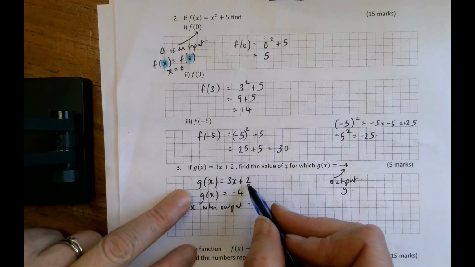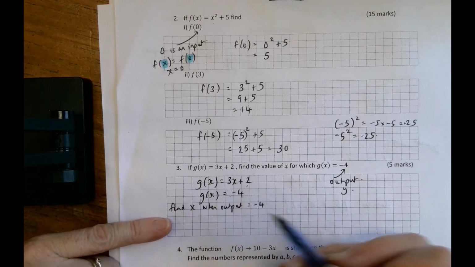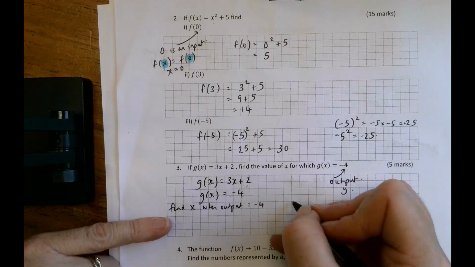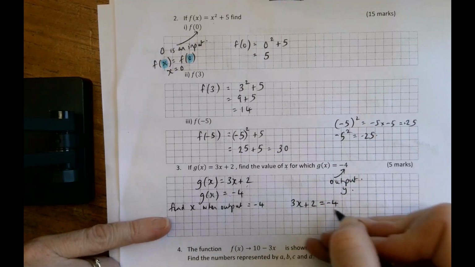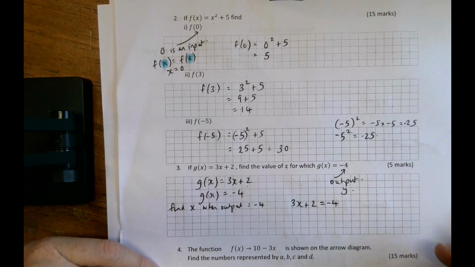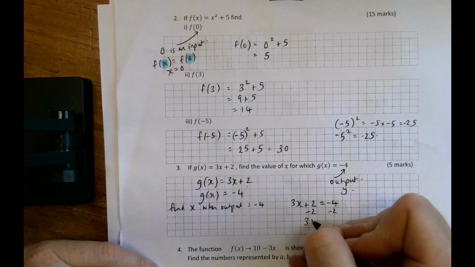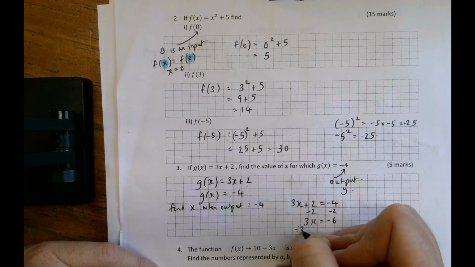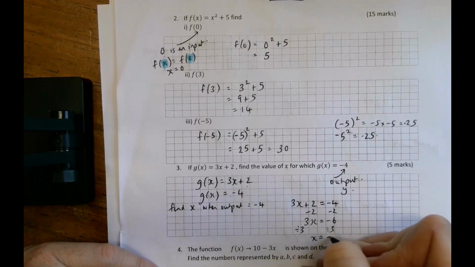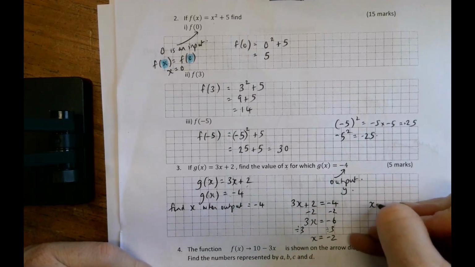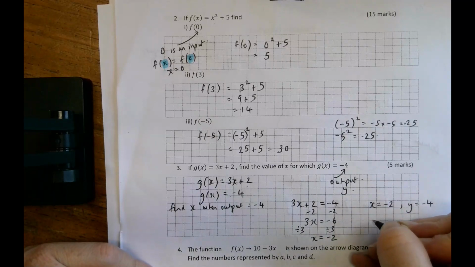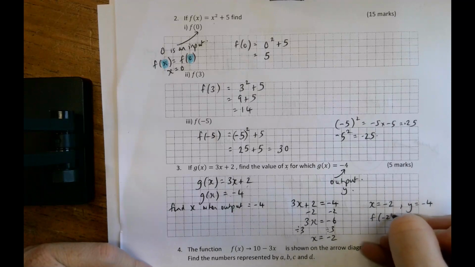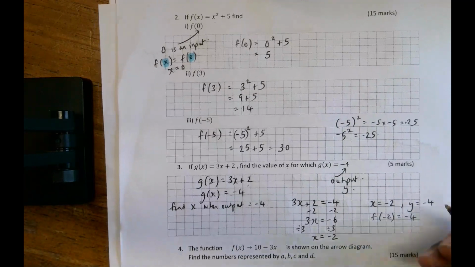Now, g of x equals 3x plus 2, and g of x equals minus 4. So if g of x equals 3x plus 2, and g of x equals minus 4, then 3x plus 2 equals minus 4. Subtract 2, 3x is equal to negative 6, divide by 3, x is equal to negative 2. So what we found is when x equals negative 2, y equals negative 4. So g of negative 2 equals negative 4. So our answer is x equals negative 2.